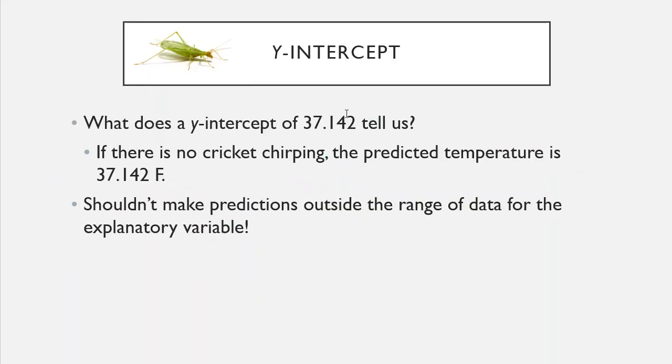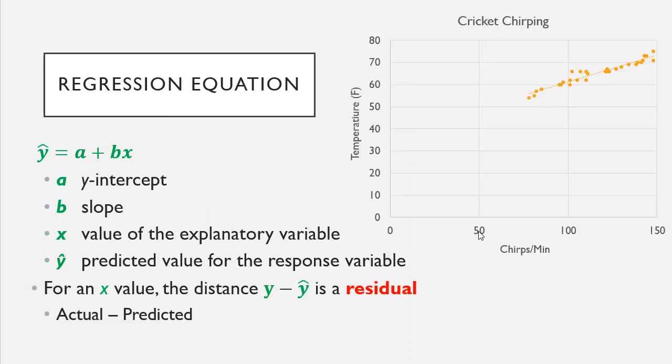The y-intercept is 37.142. I guess that would be saying that if the crickets were chirping 0 times per minute, we would expect it to be 37 degrees outside. Now, is that going to be accurate? Probably not, because the data's all over here, and so if we predicted way over here, that's extrapolating. Now, what if it was 50 chirps per minute? Well, that would also be extrapolating, but might be more accurate than extrapolating at 0. But if it was, say, 120 chirps per minute, you might get the temperature fairly accurate using our model.